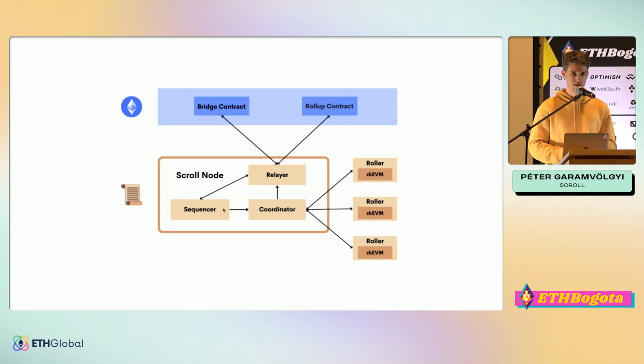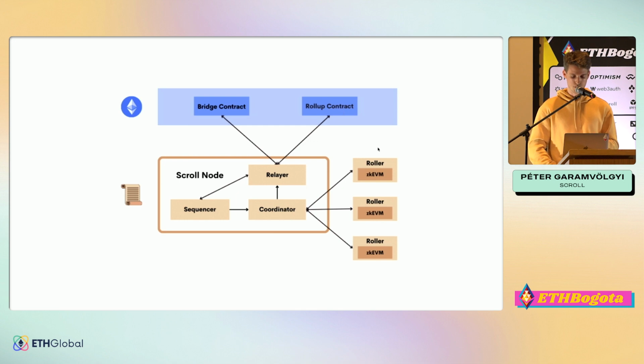So one is the sequencer node. It's basically maintaining the blockchain. So it's a fork of Go Ethereum. It's responsible for collecting transactions, creating blocks, and just maintaining the blockchain itself. Then we have the relayer, which is strictly related to the bridge contract. So it's for relaying messages between layer 1 and layer 2, both ways.